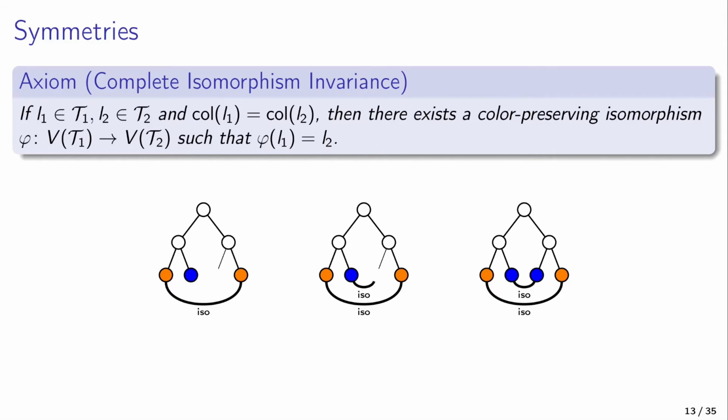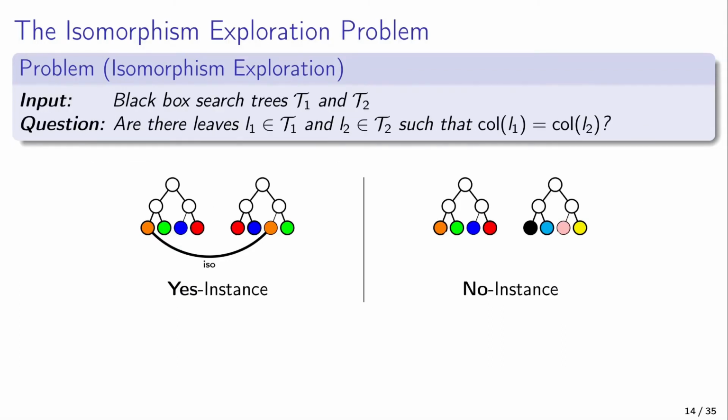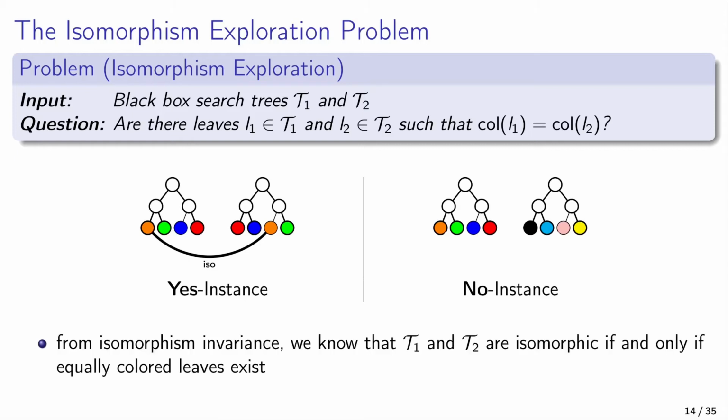So maybe we can explore these trees in sublinear time. But for that, I first need to tell you what we are even looking for in the tree. What we are looking for is actually quite simple. Given two trees, we are looking for two equally colored leaves in both trees. And because of the isomorphism invariance axiom, this is the same as asking whether the two given trees are isomorphic. This is why we called the problem the isomorphism exploration problem.